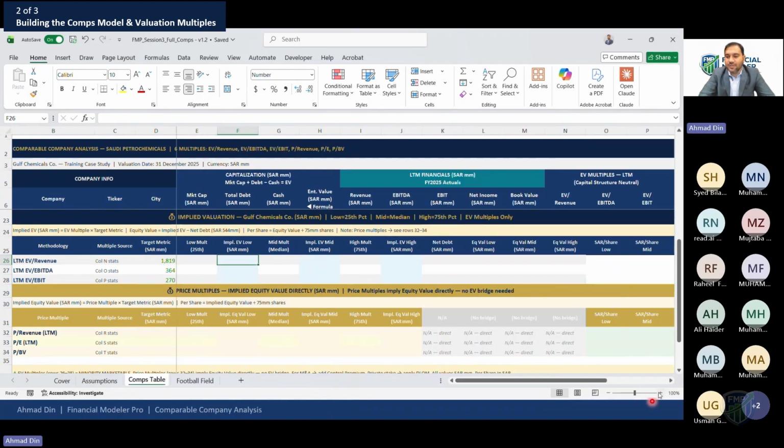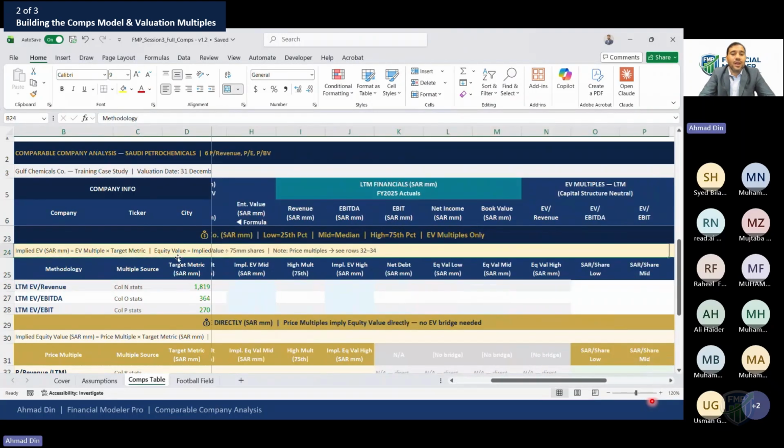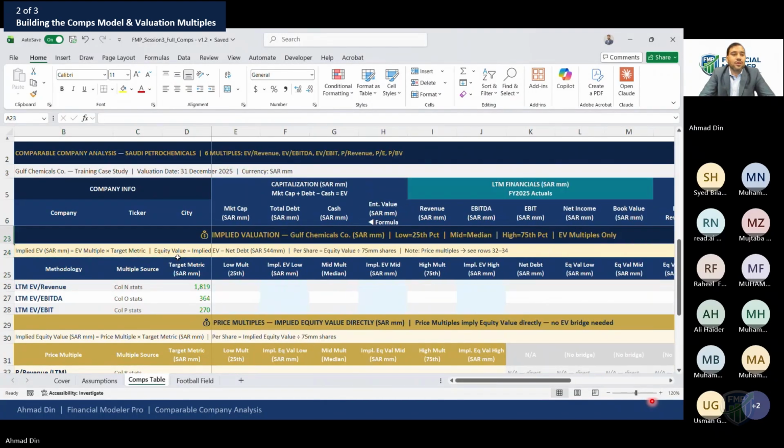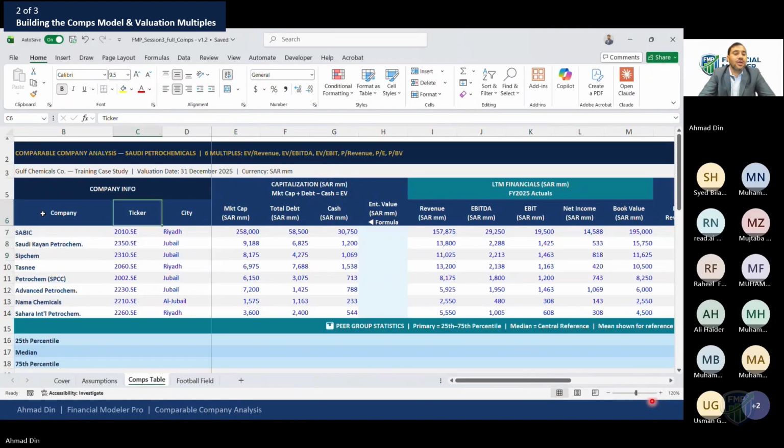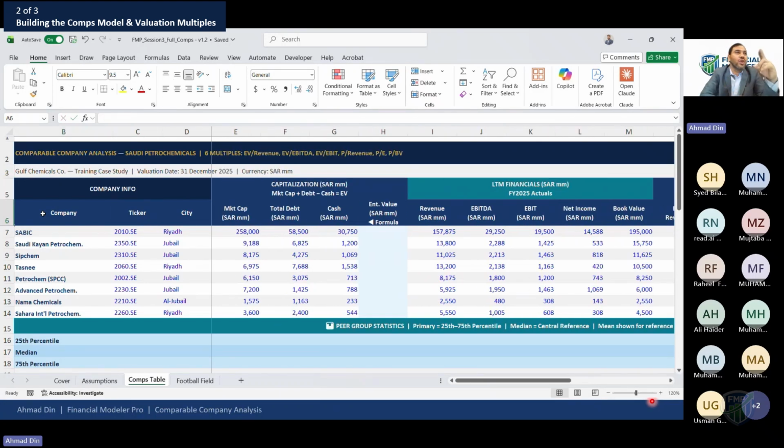So for the comps table, here we have the company, ticker, city it's based in, market cap, total debt, cash, revenue, EBITDA, EBIT, net income, and book value. It means whatever information we need for our target company, we require the same information for the listed company. Like for the listed company, SABIC, it goes to the Saudi exchange.